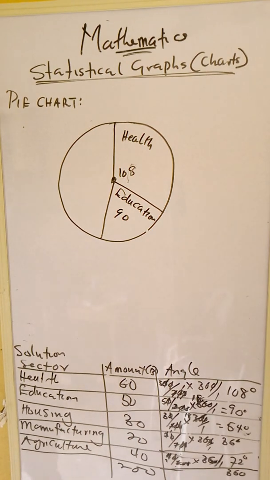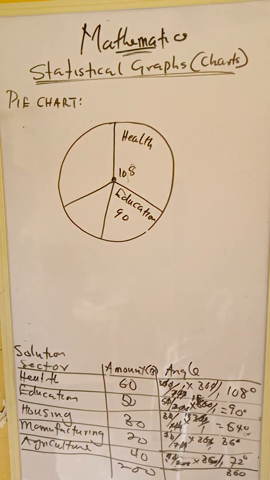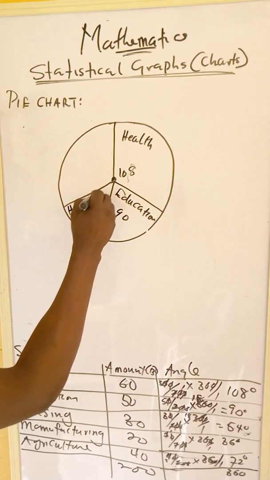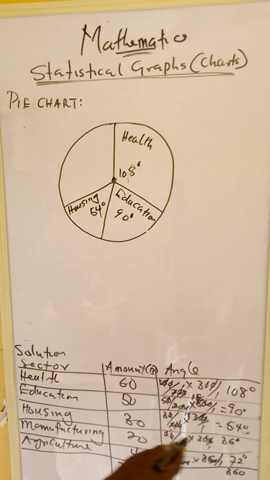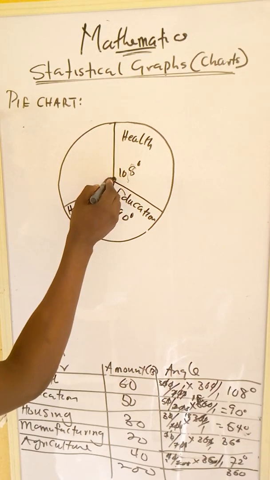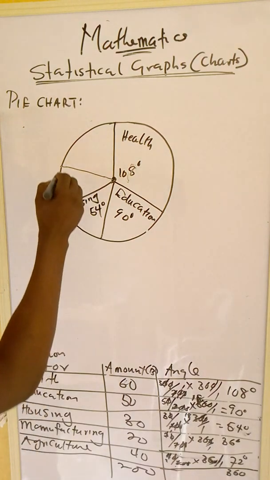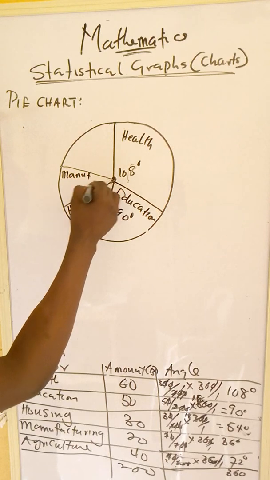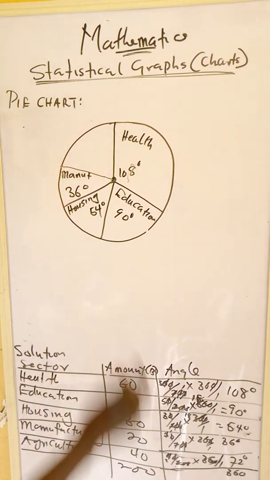Followed by 54, and 54 is housing. Followed by 36, and 36 is manufacturing. And the last one is 72, and 72 is agriculture.